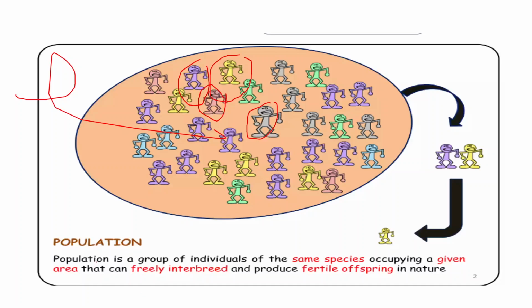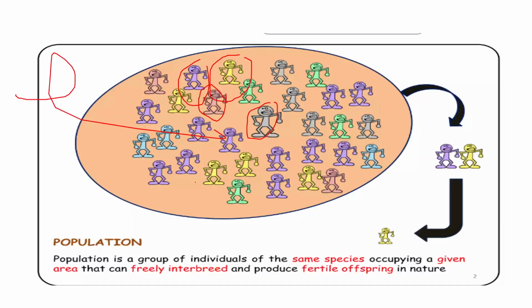So what is the definition of population? A population is a group of individuals of the same species. Same species means they have the same kind of genetic information. It occupies some space in a geographical area, and it can freely interbreed to produce fertile offspring in nature. Suppose the yellow ones denote one population. This yellow color has certain characteristics not present in the other colored individuals. When these individuals come together, they create one population, occupy some space, and interbreed to produce fertile offspring in nature to maintain their population.